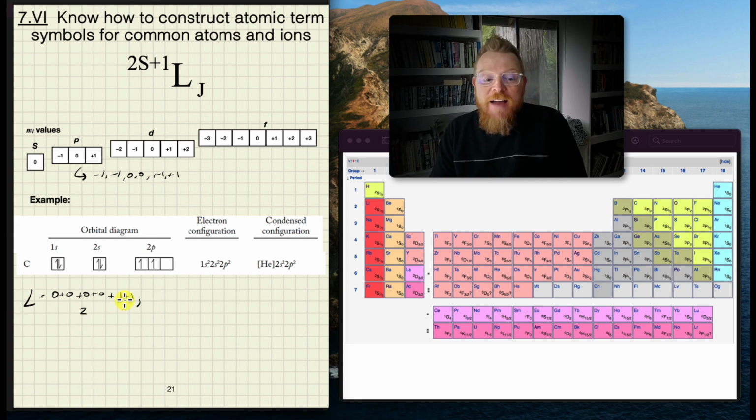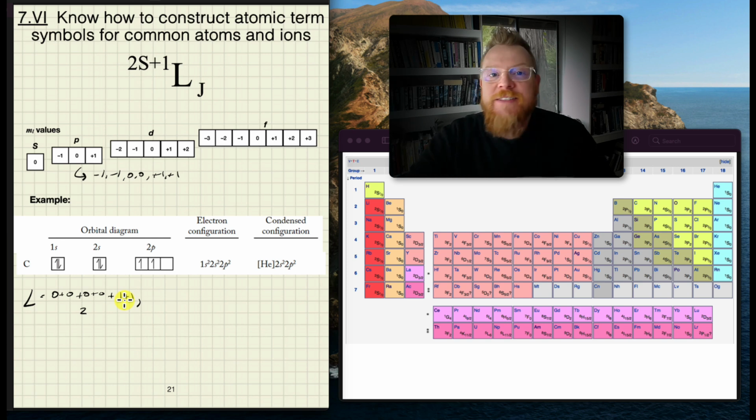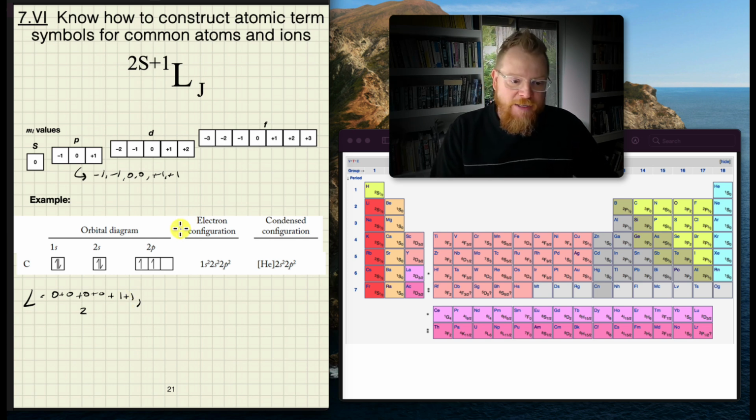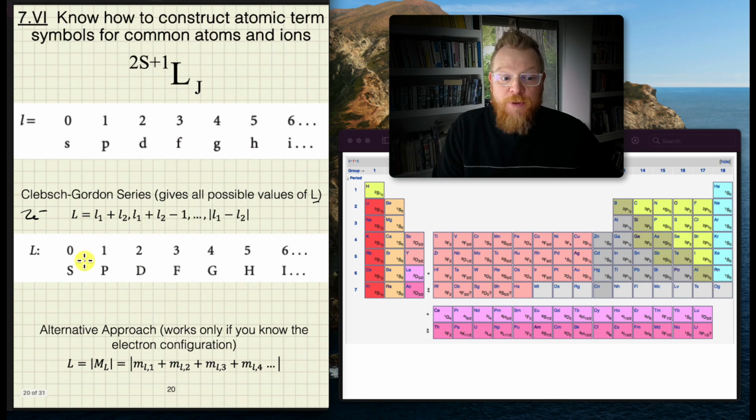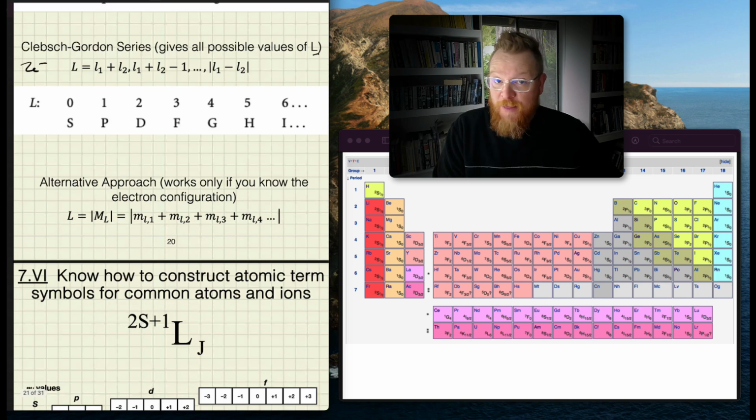My next value is going to be l plus l minus 1, which is going to give me 1, all the way down to l minus l. And it's an absolute value, so we don't have negative values. So it'll just be 2, 1, and 0, corresponding to capital D, capital P, or capital S.